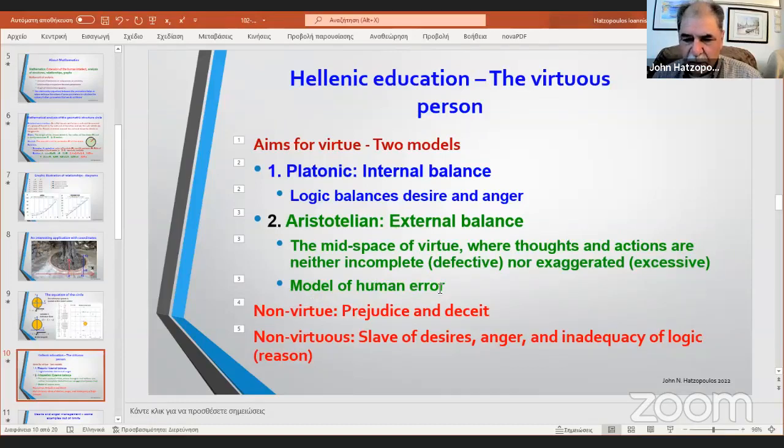And they model the human error. Non-virtue is prejudice, deception, and we are talking about slave, because someone is a slave of the desires, the anger, and the inadequacy of logic to provide the reason of what he talks or does.